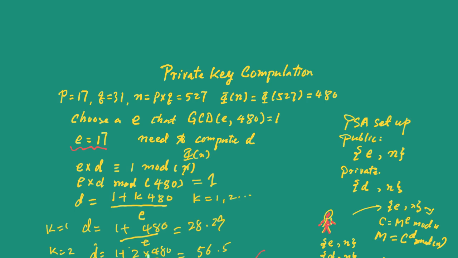Then 1 plus 2 times 480, divided by 17, and you end up with 56.5. It's not a whole number, so it doesn't work either. Then you try K equals 3, you get 84.7, and finally you try K equals 4. You do the same thing, and you end up with D equal to 113, which is a whole number. If you get a whole number, then you can prove that this condition is satisfied, which means E times D mod 480 equals 1. So that's the procedure to find D.